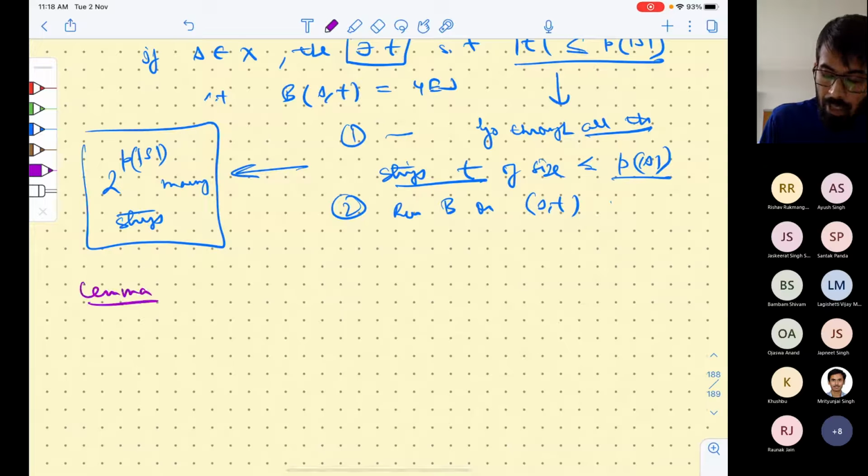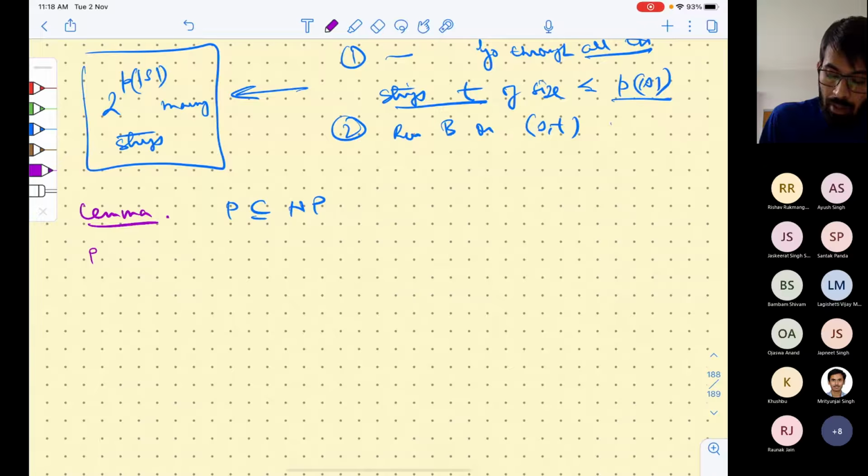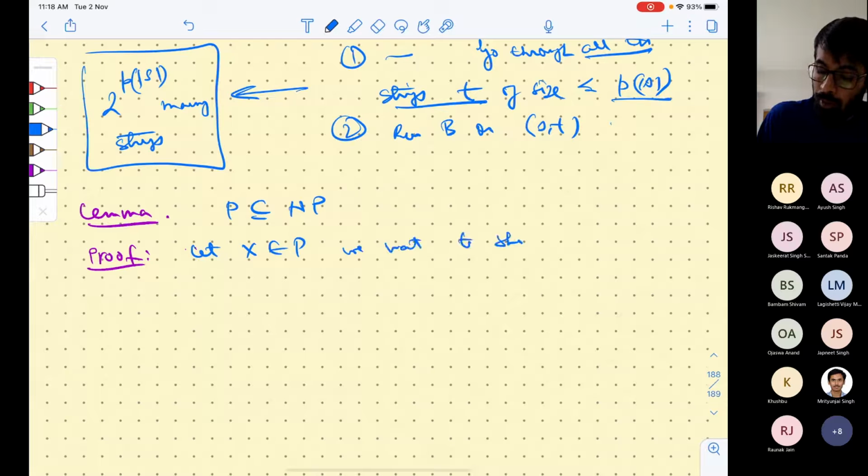Okay, so now the lemma says that P is a subset of NP. So how do we show that? How do we show subsets? We take an arbitrary element of the first set. So let X belong to P. We want to show X belongs to NP.